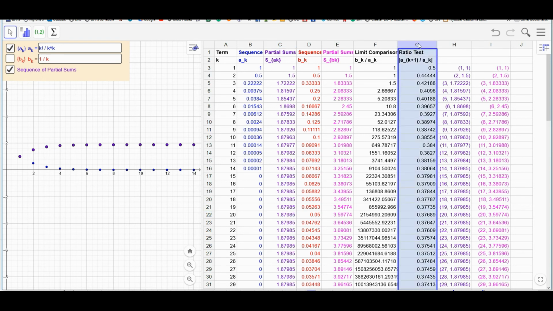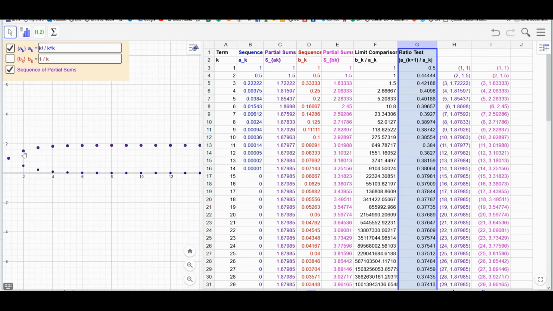But then we have the ratio test right here, and this is looking at what those ratios of terms are looking like. So if we divide the second term by the first term, we get a half, 0.5 divided by 1. And then we divide the third term by the second term, we get 0.4 repeating. And divide the fourth by the third, we get this, and so forth, and then do an absolute value. This one's all positive terms anyway to begin with. But anyway, we work this out, and we can see that this is approaching a limit.